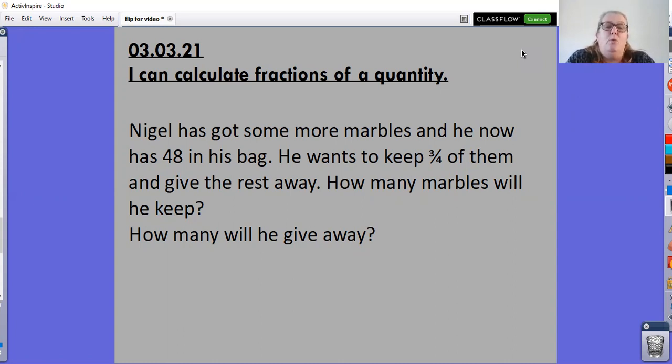Nigel has got some more marbles and he now has 48 in his bag. He wants to keep 3/4 of them and give the rest away. How many marbles will he keep? How many will he give away?